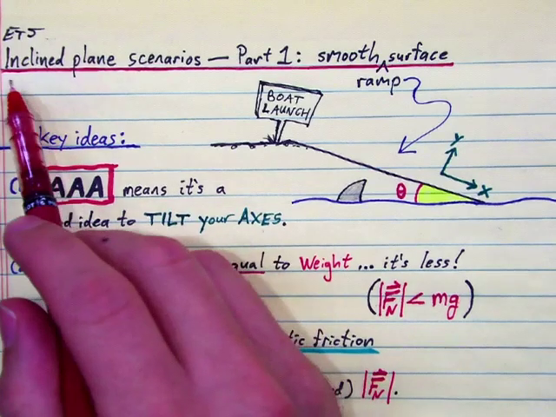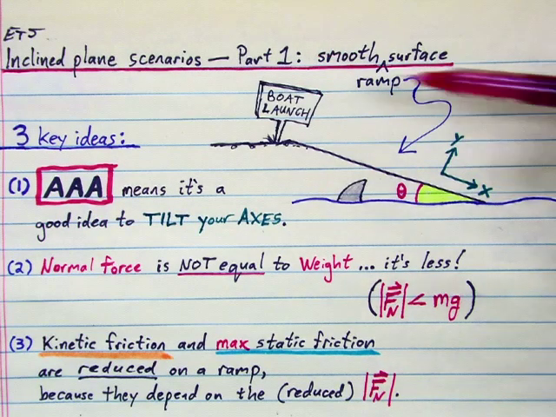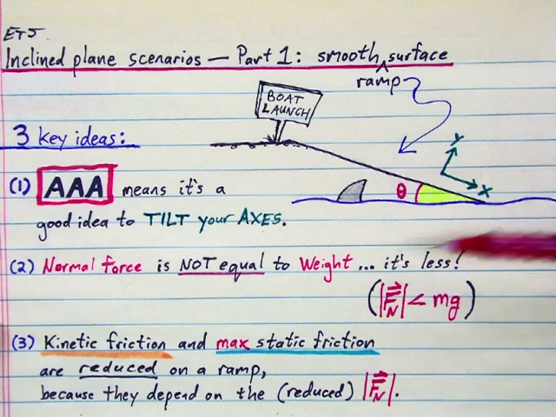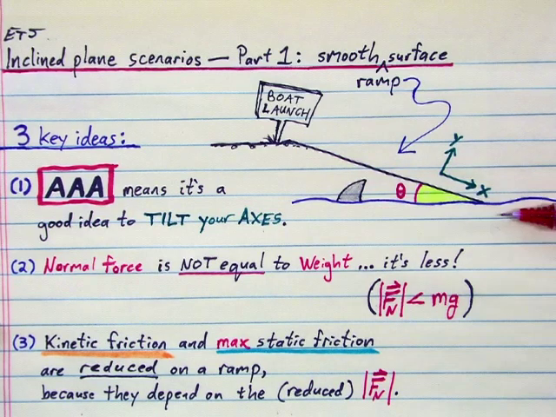Motion on an inclined plane or ramp. Here in part 1, we'll be looking at smooth ramps, meaning frictionless. In part 2, we'll see how the addition of friction modifies things. Our ramp is inclined at an angle theta with respect to the horizontal.